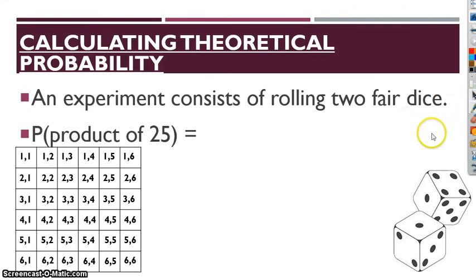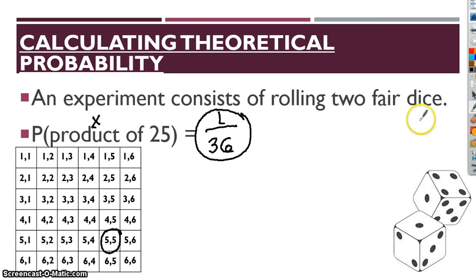What about a product of 25? Product means to multiply. There is only one set of numbers, 5 times 5, that makes a product of 25. So we get 1 out of 36. There is a 1 in 36 chance of getting a product of 25.